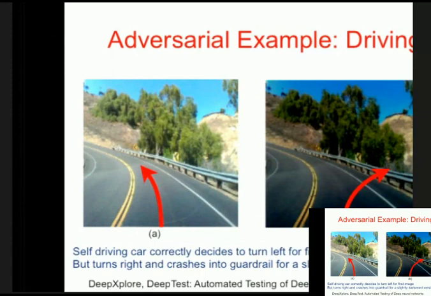This was the image we saw earlier on, and the car is steering properly here, based on all the inputs and the network. And all they did here was take this image and make it a little dark. That's the only difference between these two images. And this car, instead of turning left, is turning right and going right into the guardrail. All they did was darken the image a little bit. So a self-driving car correctly decides to turn left for the first image, but turns right and crashes into the guardrail for a slightly darkened version of A.